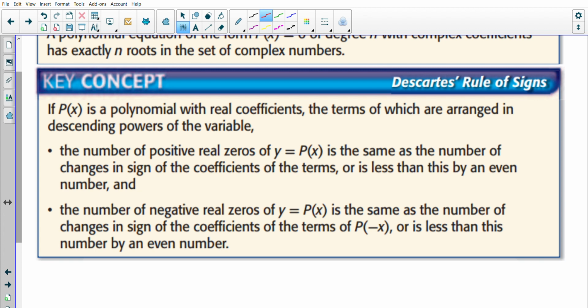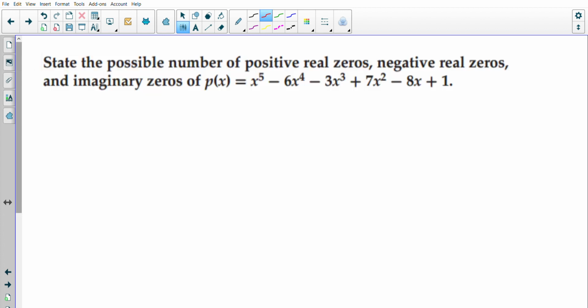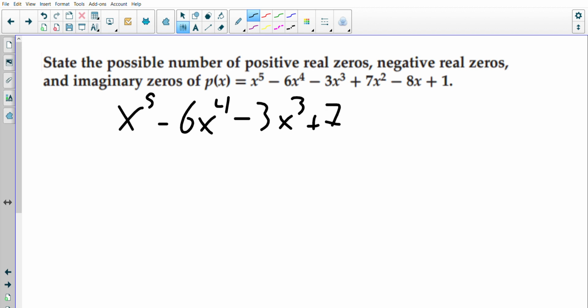Okay, so I'm going to go through an example, so please pay attention to this. Remember, we're looking for the number of sign changes. First, state the possible number of positive real zeros, negative real zeros, and imaginary zeros. Okay, so here we go. So first, I'm going to start with x to the 5th minus 6x to the 4th minus 3x cubed plus 7x squared minus 8x plus 1.